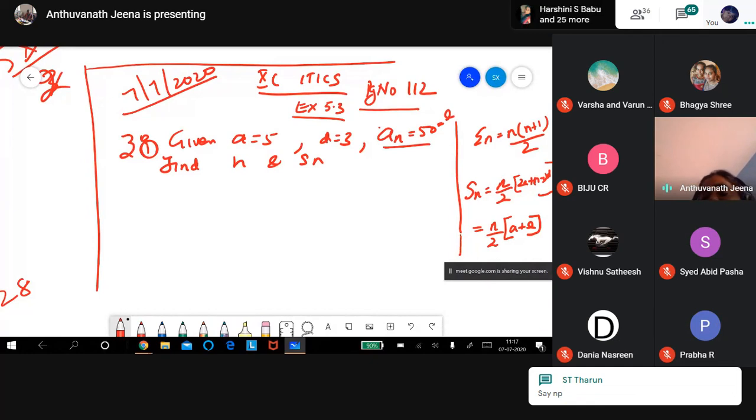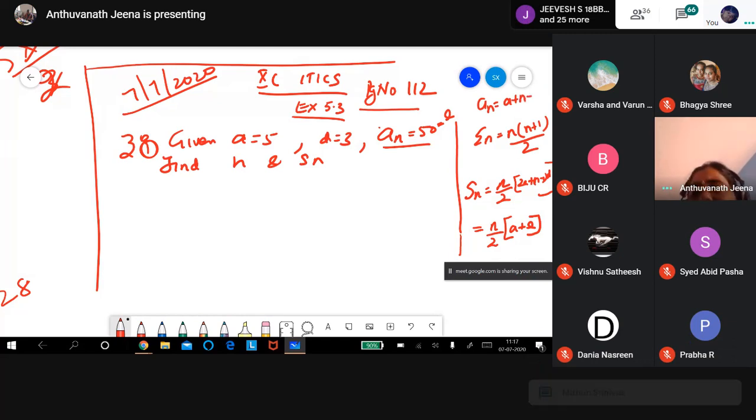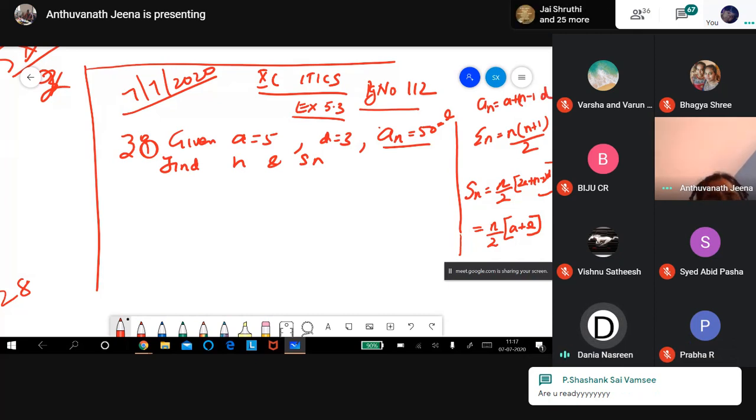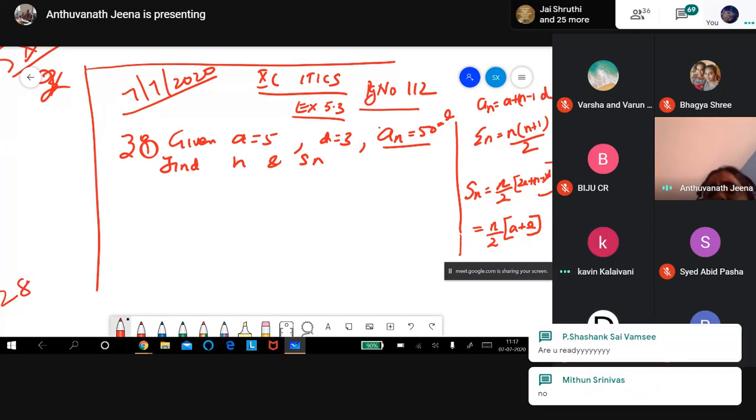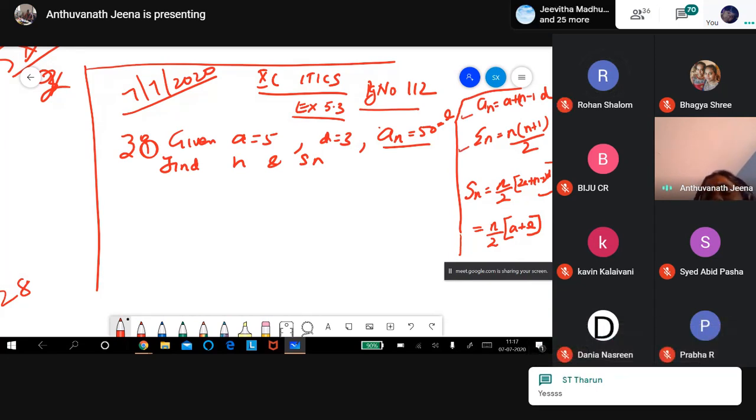Remember that, okay? These three formulas you should remember, and we already learned the AN formula: AN is equal to A plus N minus 1 into D. Can you hear me, children? Very good. So these are the formulas you should never forget in AP: AN formula, Sn two formulas, sigma n formula. Now, using this, we need to do the problem.